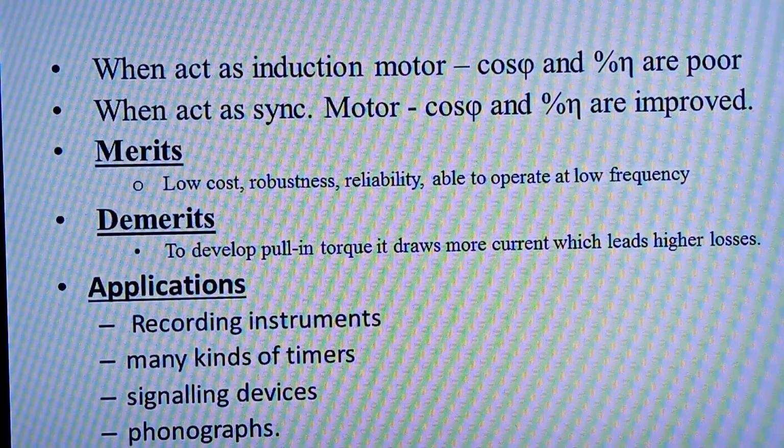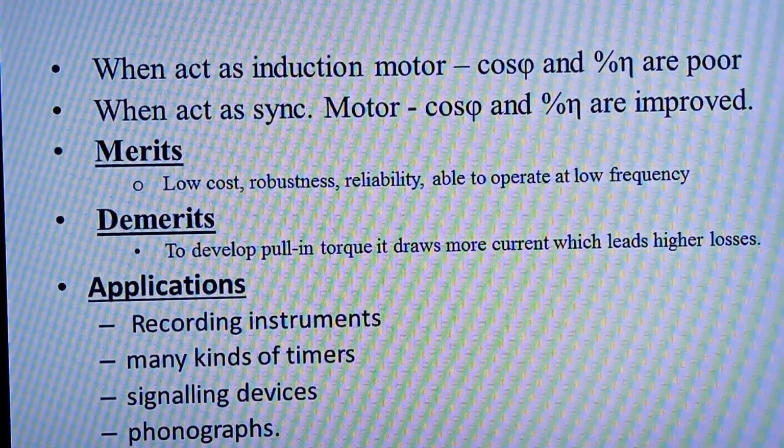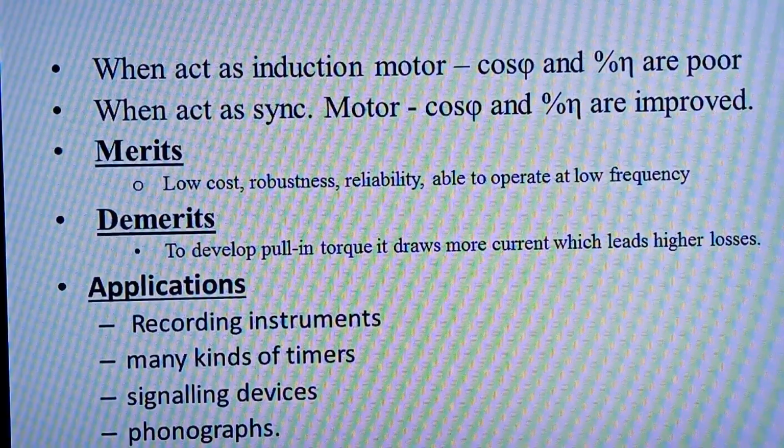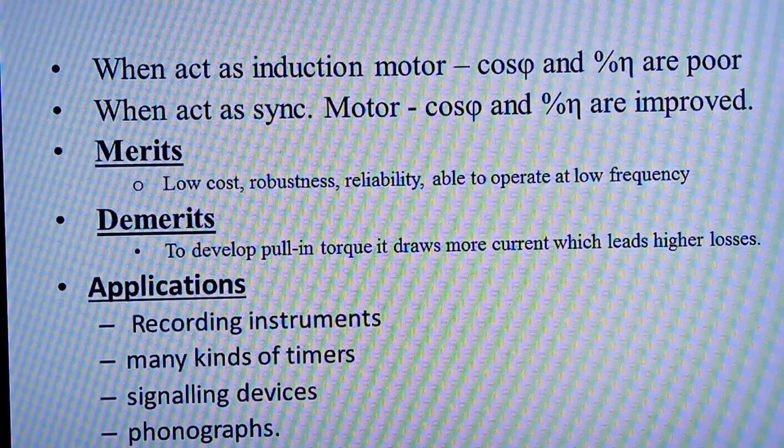Then, when the machine acts as a normal synchronous motor under running condition, it has high power factor and high efficiency. So it is much improved under running condition compared with starting conditions. Then the main advantages are low cost, robustness, reliability, and ability to operate at low frequency. These merits are listed compared with normal synchronous machines.